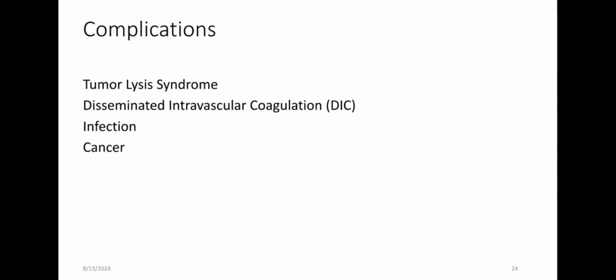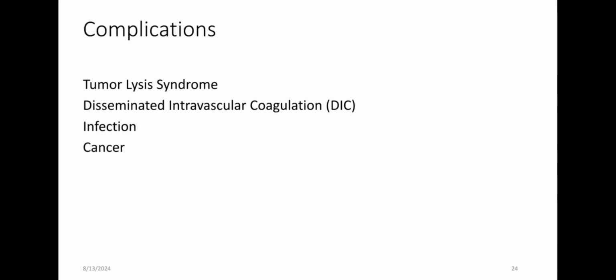Then infection. Immunosuppression from chemotherapy, stem cell transplantation, or leukemia itself increases the risk of dangerous infections. Fever with neutropenia in an immunosuppressed patient should prompt an immediate evaluation for infection source and the initiation of broad-spectrum antibiotic therapy.